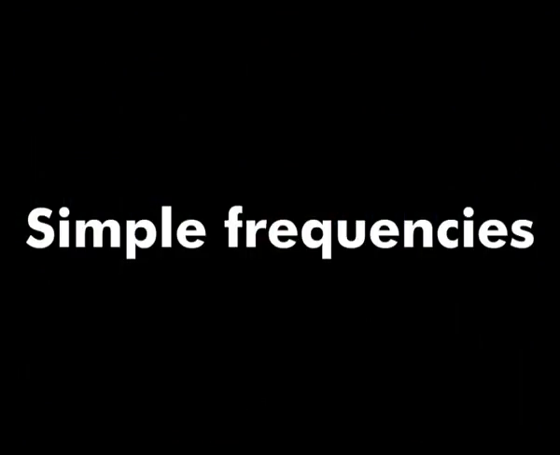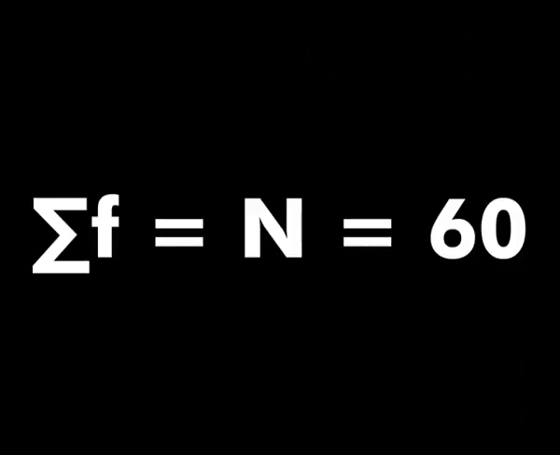Simple frequencies. It is expressed by f and represents the number of individuals falling in each group. The sum of all the frequencies assigned to all classes represents the total number of individual observations in the given series. It is expressed by the symbol n, that is equal to sigma f. It is expressed as sigma of f equals n, which equals 60.